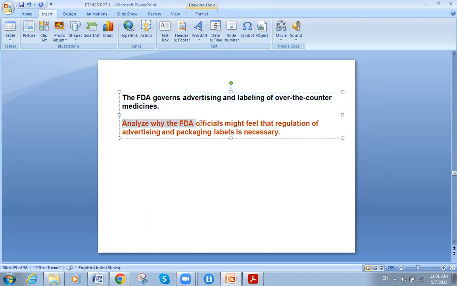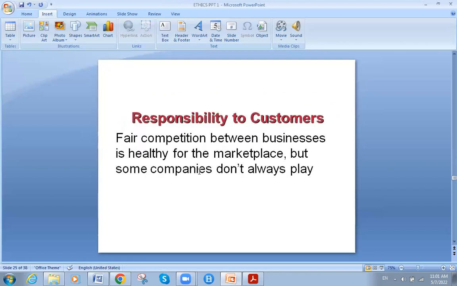Analyze why the FDA officials feel that the regulation of advertising and packaging labels is necessary. Of course, labeling is very important because it gives instructions about the use, how to use the product. So once it's right, then everything will be fine.